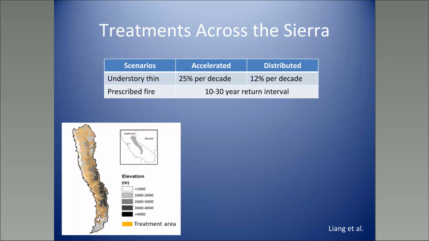And so what we wanted to do in looking at that entire mountain range under projected climate is look at different treatment rates. So what we did is apply the same thinning and burning treatments under both scenarios, and then we created the accelerated scenario where the thinning was implemented at a rate of 25% per decade, so it would end by about 2050, and then a rate of about 12% per decade, so that the thinning treatments are applied across the whole simulation period. And then after implementing thinning, it would be followed by prescribed burning on a 10 to 30 year return interval as a function of forest type.